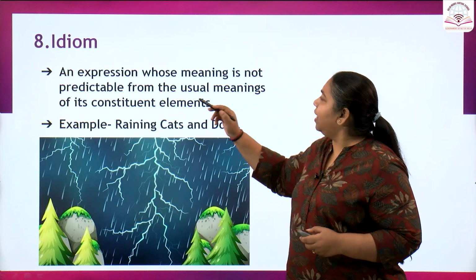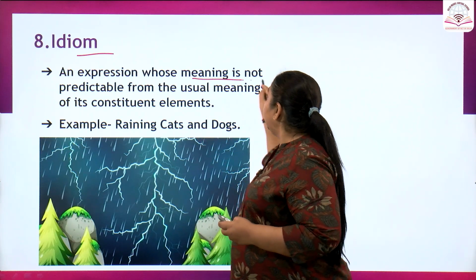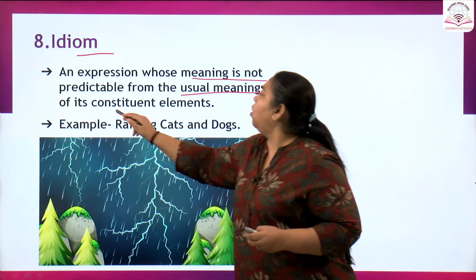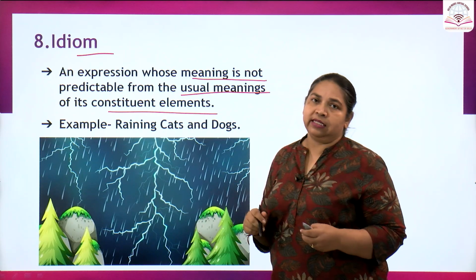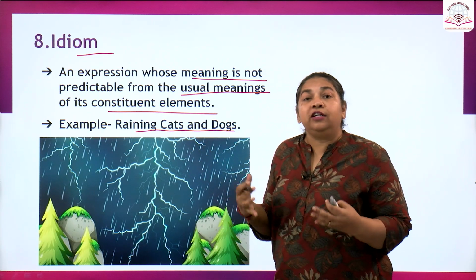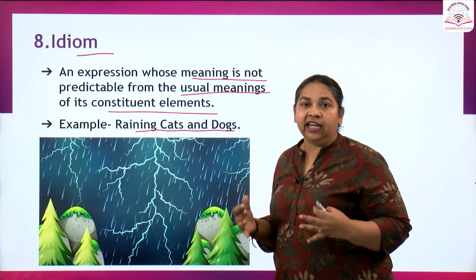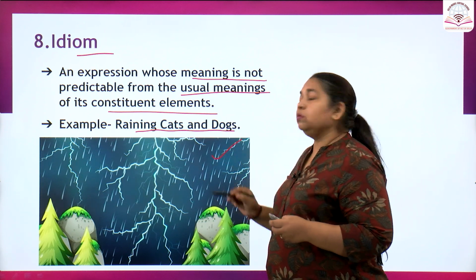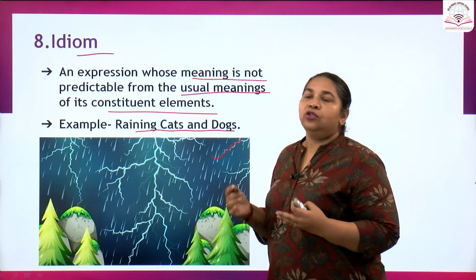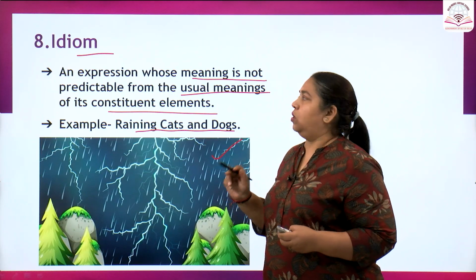Now the next one is idiom, an expression whose meaning is not predictable from the usual meaning of its constituent elements. Example here is raining cats and dogs. Now actually cats and dogs are not raining. It is just to symbolize how fierce the rain is. So we are using the words raining cats and dogs.